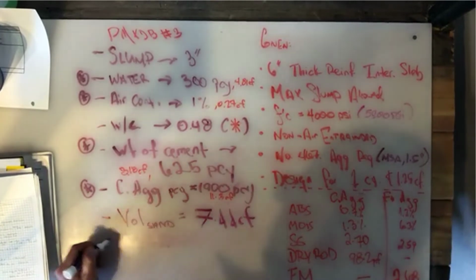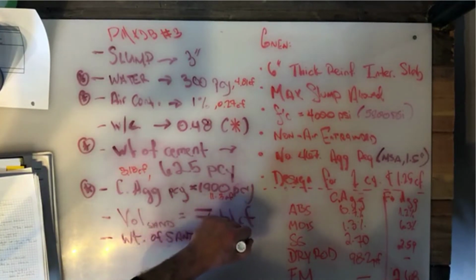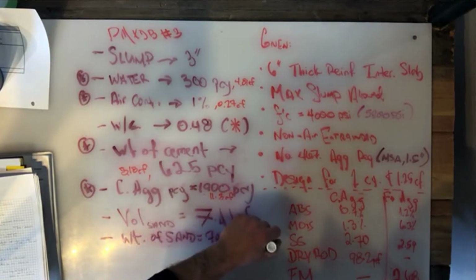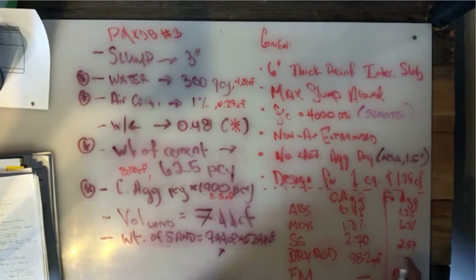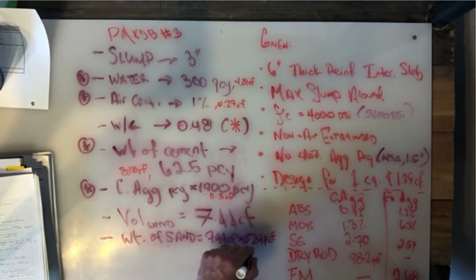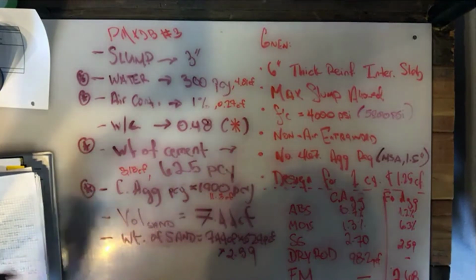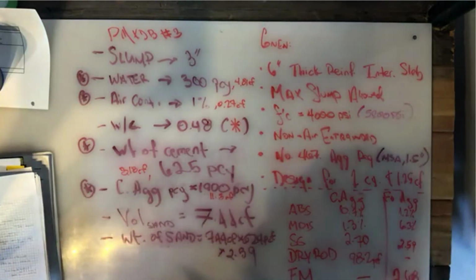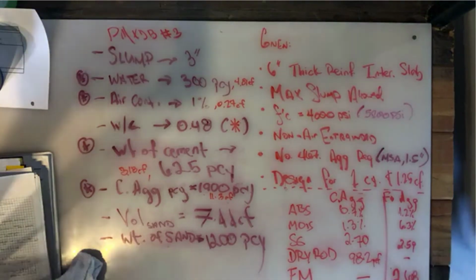And then to get my weight of sand, it's 7.44 cubic feet times 62.4 pounds per cubic foot times my specific gravity of my sand, which is 2.59. And altogether, that comes out to 1,202 pounds. And I just say it's 1,200 pounds. There's my rounding again. Okay, so there's my weight of sand.